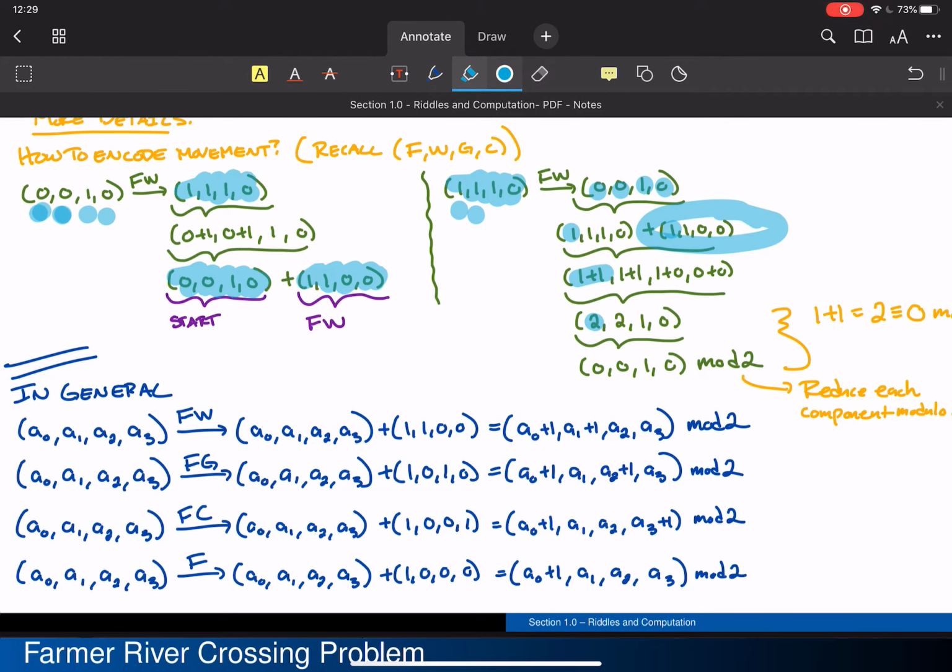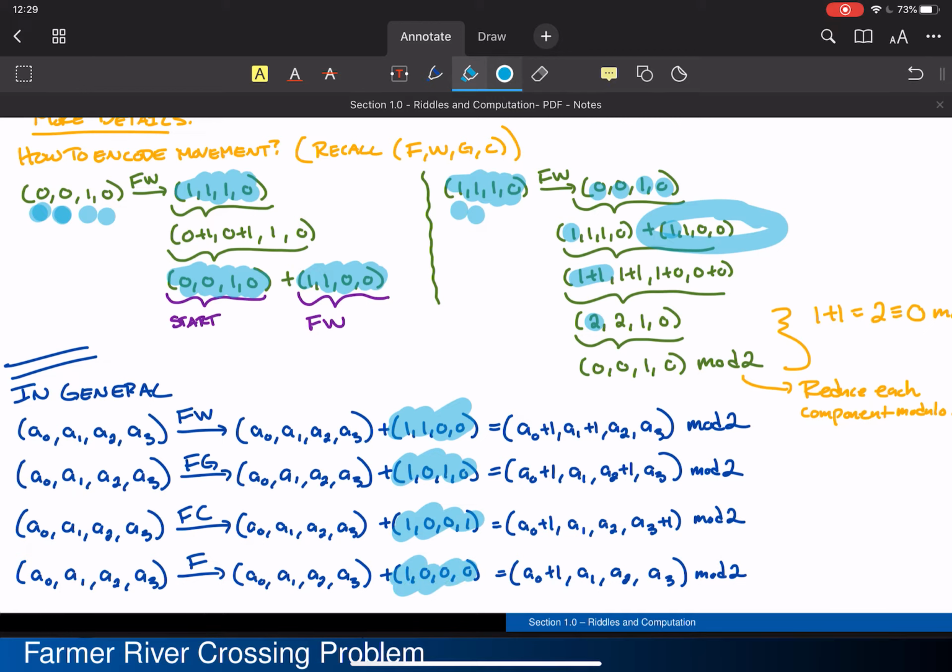So you have the general positions of things, which I've identified as A0, A1, A2, and A3. I can have a farmer and a wolf move. I can have a farmer and a goat move. I can have a farmer and a cabbage. Those are embedded with slightly different little vectors. And technically, I could just have the farmer move as well.